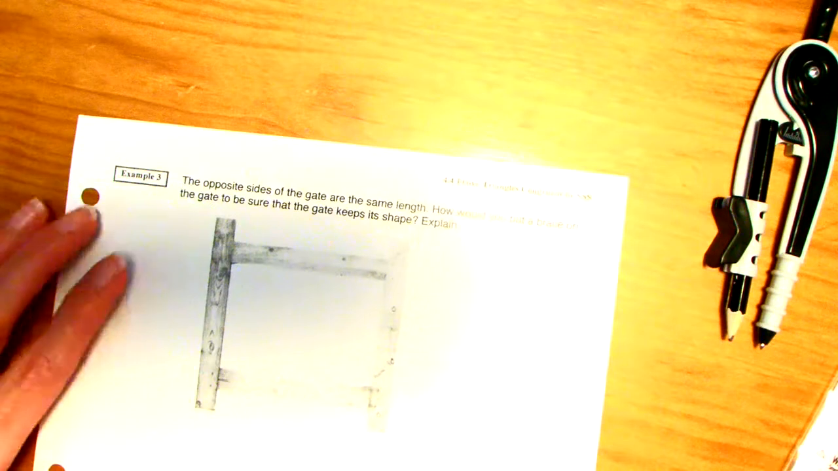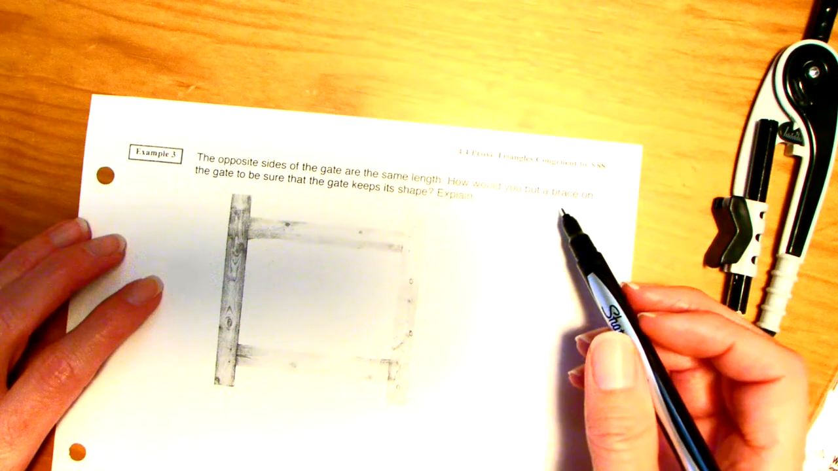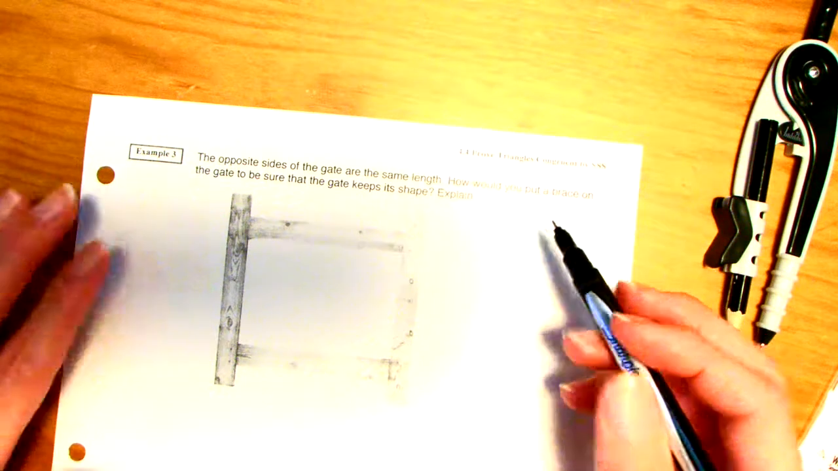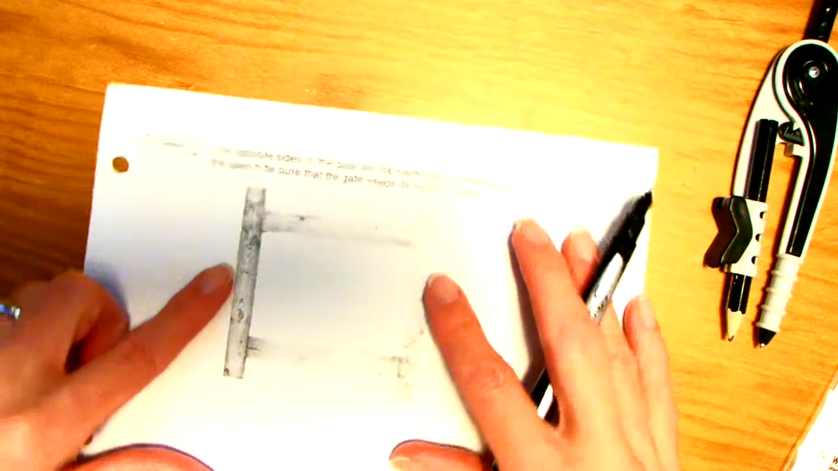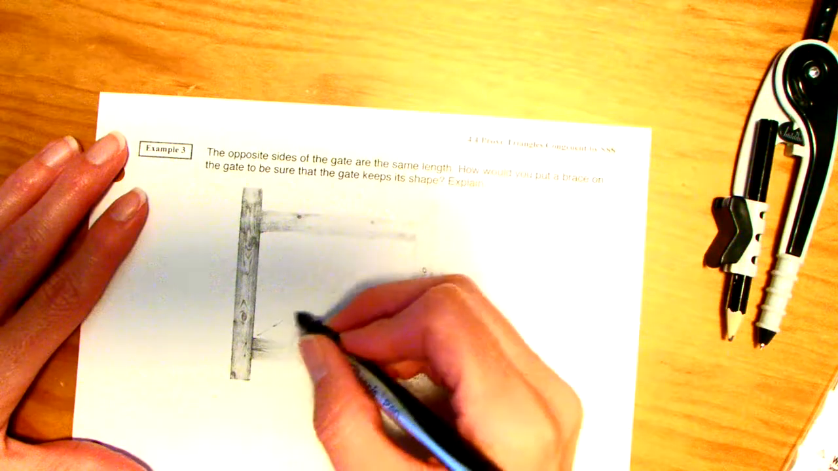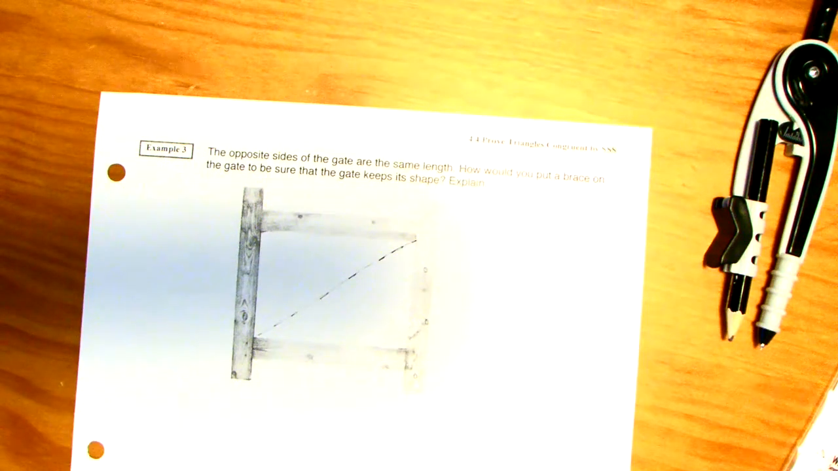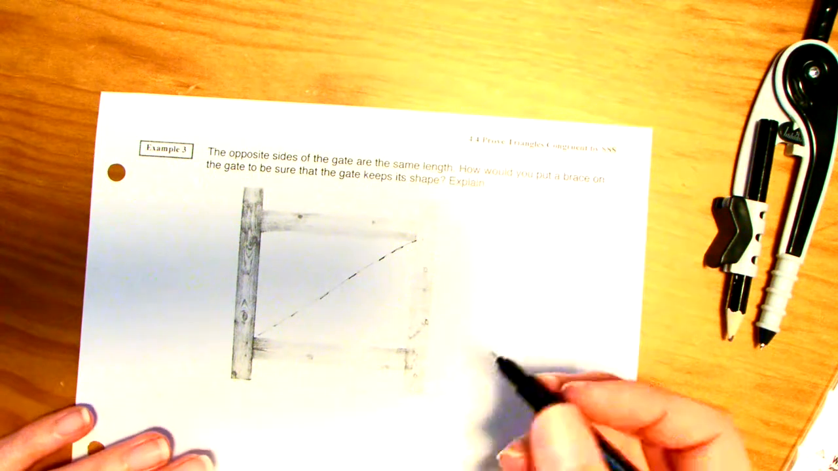Last but not least, here we go. The opposite sides of the gate are the same length. How would you put a brace on this gate to be sure that the gate keeps its shape? Because after a while, this is supposed to be wood, it's kind of hard to see, but after a while it'll start to get rickety. Well, guess what? All you need is a triangle in there. Why? As soon as you put a triangle in it, it forms two triangles with fixed side lengths.